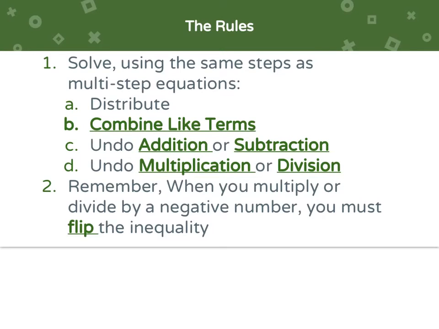First you distribute, then you combine like terms. Then you undo the addition or subtraction, and finally undo multiplication or division. Remember, when you multiply or divide by a negative number, you must flip the inequality sign.